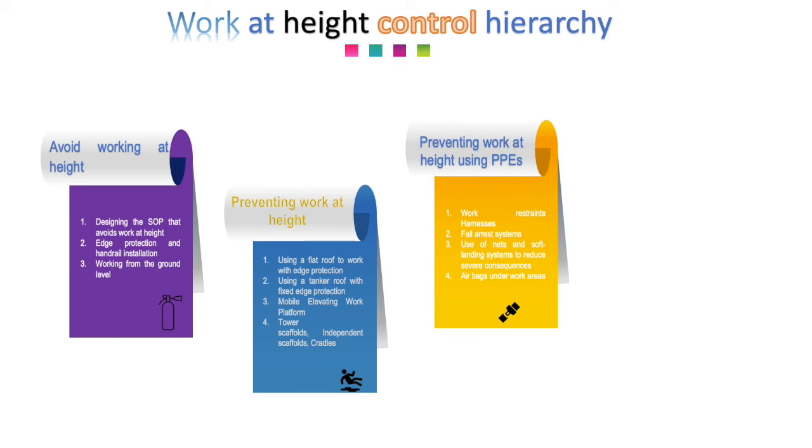Then after preventing work at height, we can mitigate it using different PPEs. PPE, like everybody knows, is personal protective equipment. So this includes work restraints, harnesses, fall arrest systems, use of nets, soft landing systems to reduce severe consequences, and airbags under work areas. So these are some specific and more general PPEs that are used in the work at height control hierarchy.